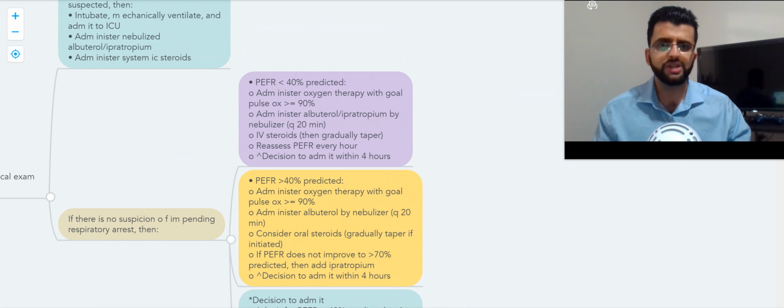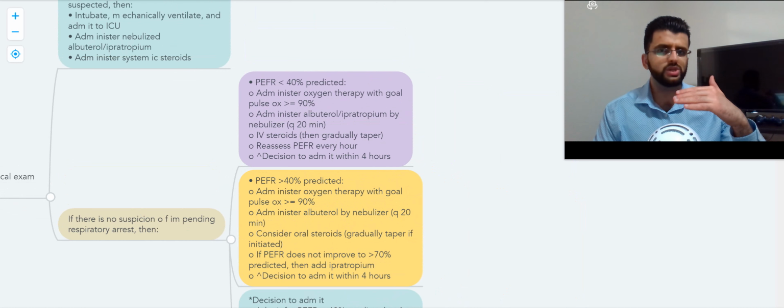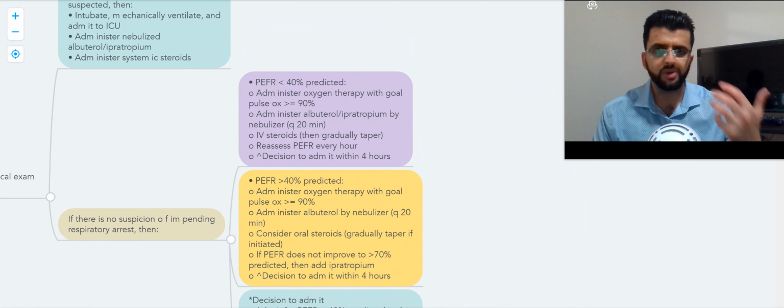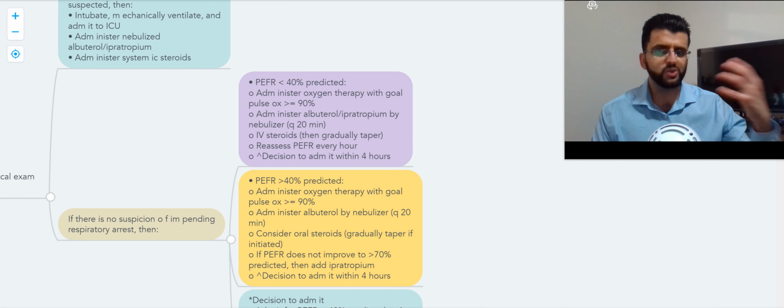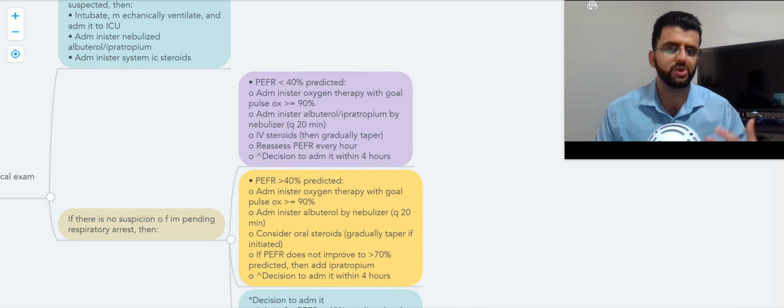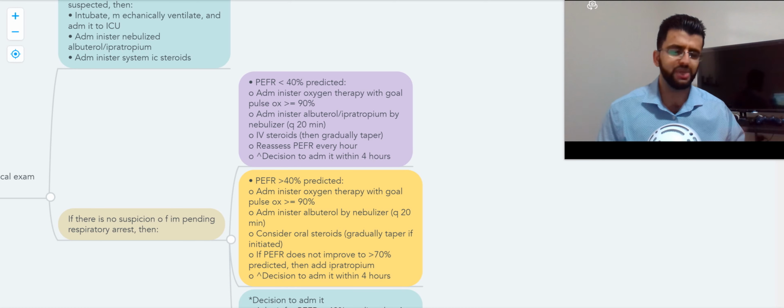Is the peak expiratory flow rate less than 40, or more than 40? If it's less than 40, you give oxygen with the goal of pulse ox more than 90, and then you administer albuterol, ipratropium, IV steroid, and reassess peak expiratory flow rate every hour. If it's still low after 4 hours, then you admit. Okay, this is very important.